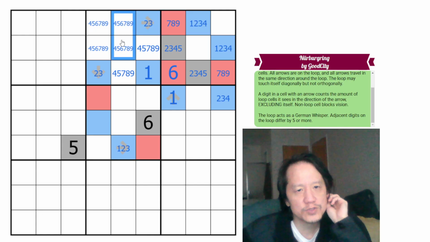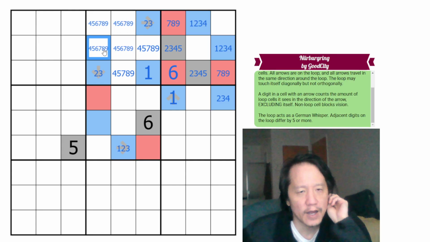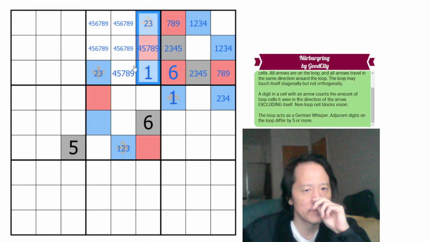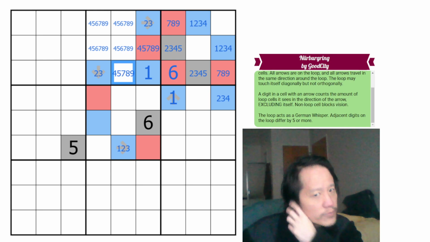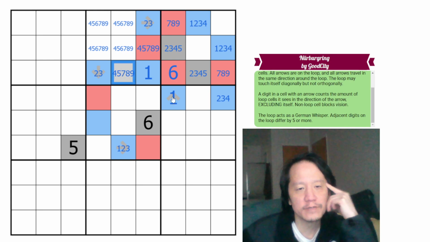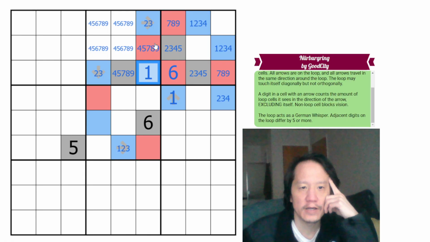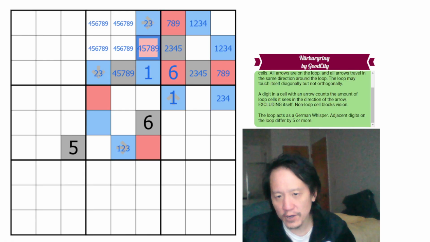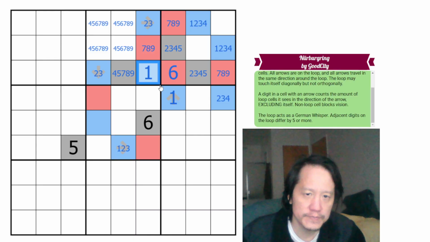Even if we tried this way, that doesn't work either, right? So it can't be 4, then 9, then 9. So it can never actually enter in this way. So therefore, it must always enter in this way. So therefore, we know this connects this way. This can't be connected because that would be touching itself orthogonally. So this is 7, 8, or 9. So this enters in this way.